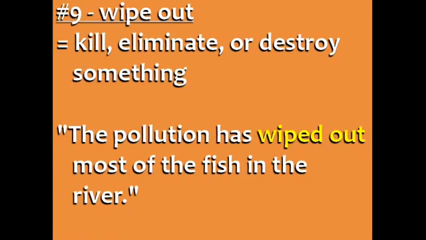Number 9. Wipe out. To kill, eliminate, or destroy something or someone. The pollution has wiped out most of the fish in the river. This phrasal verb can be used for war and genocide, like when one people group wipes out another group. It can also be used for animals, as in the example, as well as objects. For example, a new cancer medicine that completely wipes out a tumor.